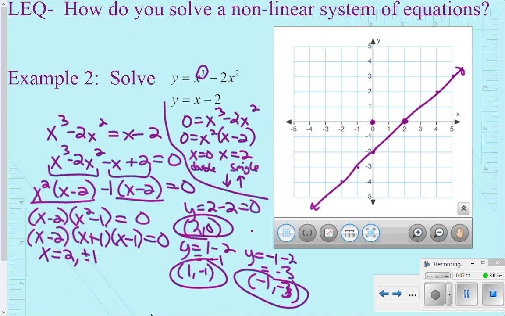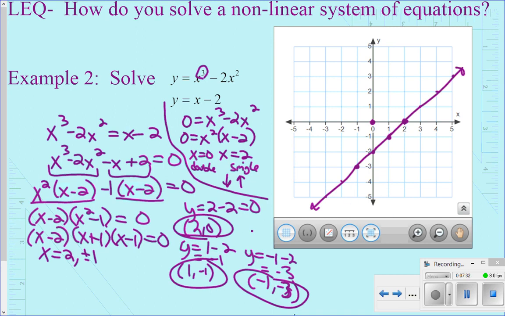Okay, so I'm going to make it have a down, up, end behavior. I'm also going to use these points to help me. So I'm going to plot them, negative 1, negative 3. It's right there. 1, negative 1 is right there, and 2, 0.